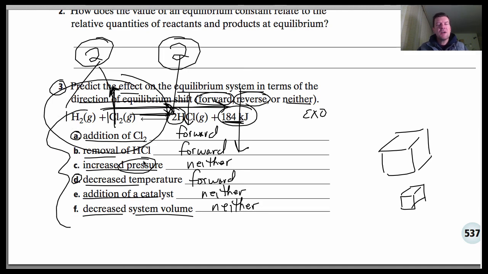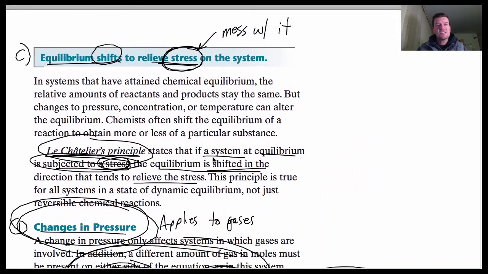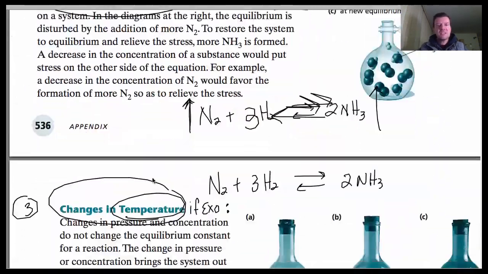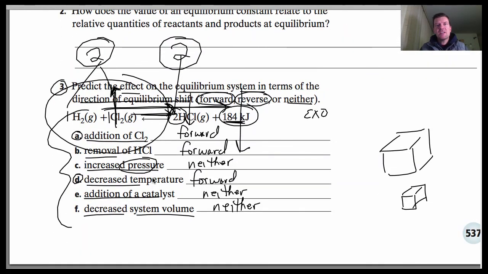These are all talking about Le Chatelier's principle, which basically says if you mess with a system at equilibrium, that system is going to shift in a direction to try to counteract what you did, try to relieve that stress. All right? And that's it. That's all right now what I want you to know for Chapter 18 and equilibrium.